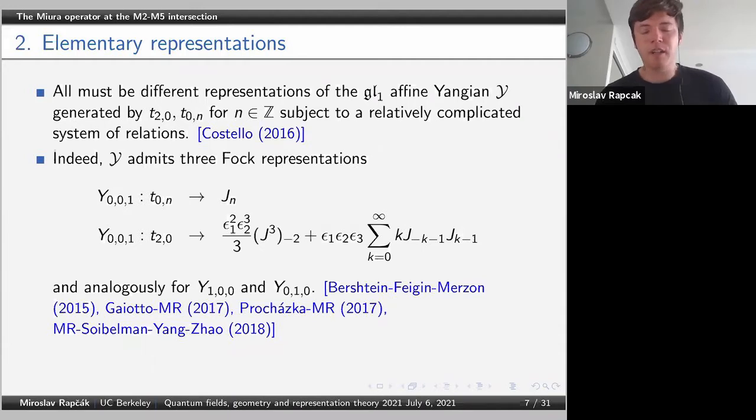I've decided not to write down the relations here because it would take me 2 slides, and I think it's relatively complicated for a person who hasn't seen the relations before, and the person who has seen the relations already knows them. So I decided to skip them. Instead, I'm just going to tell you that this algebra Y indeed admits 3 different Fock representations given by the following formula. So you just map the generator T0n into J, and the T20 generator into the following combination.